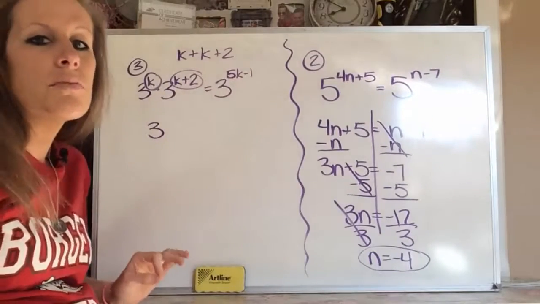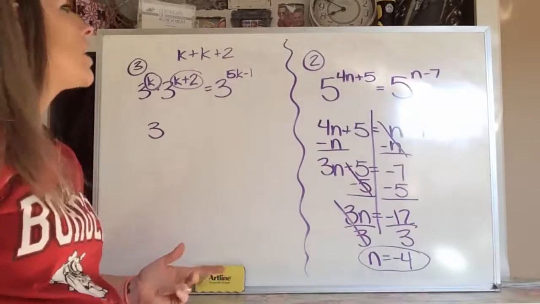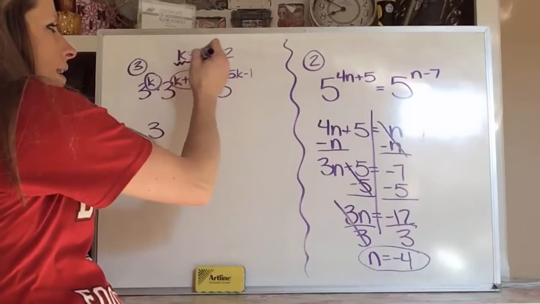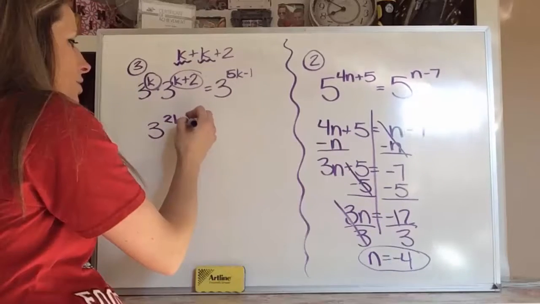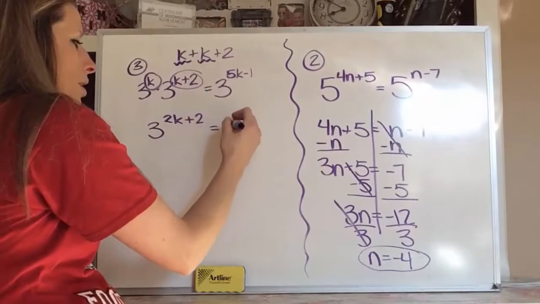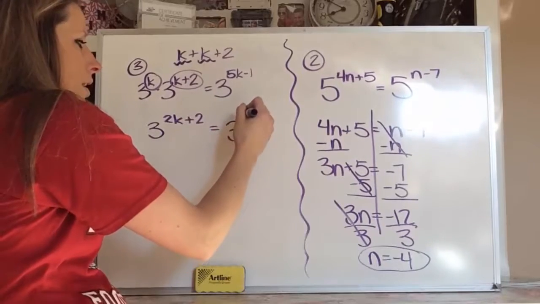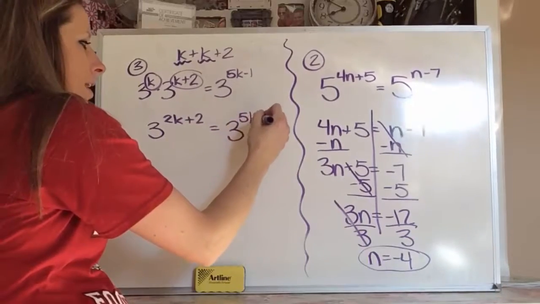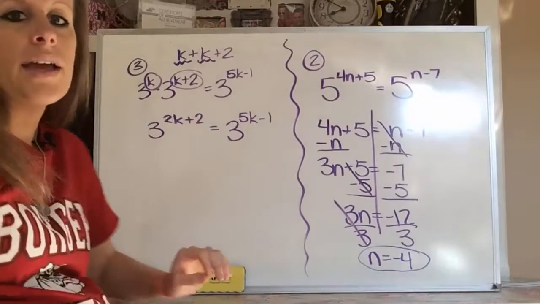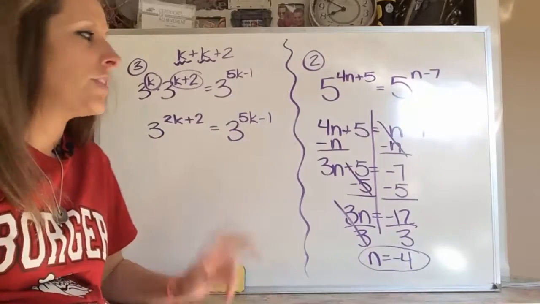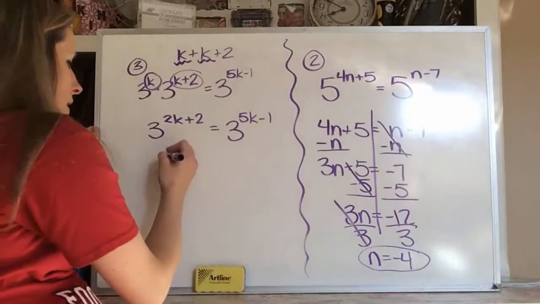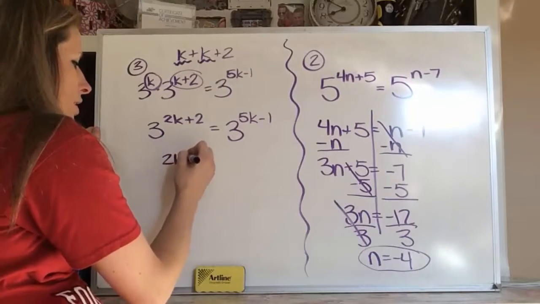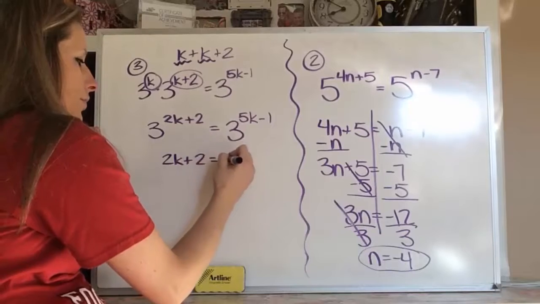So can you combine anything is what you need to ask yourself. And we can combine our k's. So we have 2k plus 2 for our exponent on the left, and then 3 to the 5k minus 1. Okay, now they're both simplified. They both have the same base. That's step 2. Step 3, we're going to set our exponents equal to each other and solve.